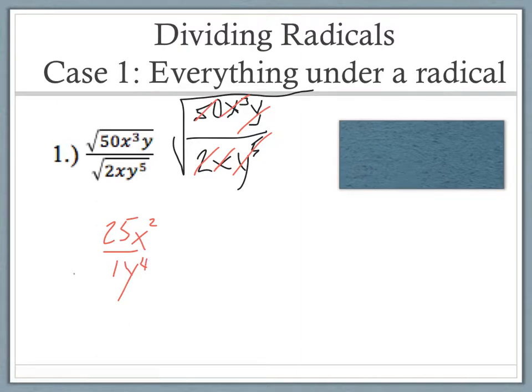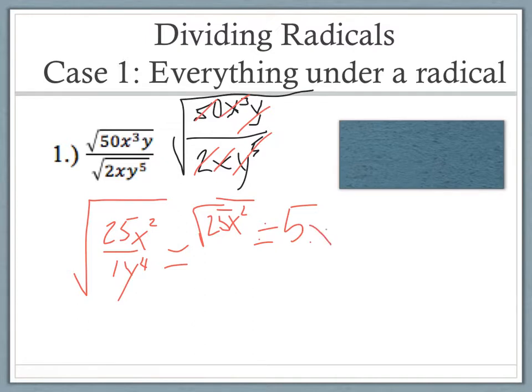Now remember, this is all still under a square root, so I'm going to go ahead and square root both the top and the bottom. So on the top I have 25x squared. Okay, so let's think, if I square rooted 25x squared, well, the square root of 25 is 5. And if I have x squared, I want groups of 2. So how many times does 2 go into 2? Just once. So I have just 1x. Okay, that's going to be on top of the fraction.